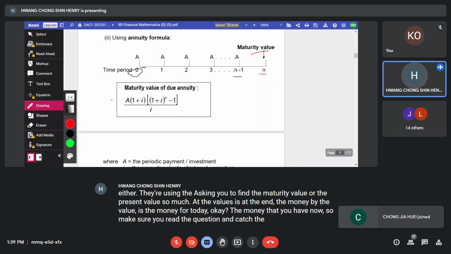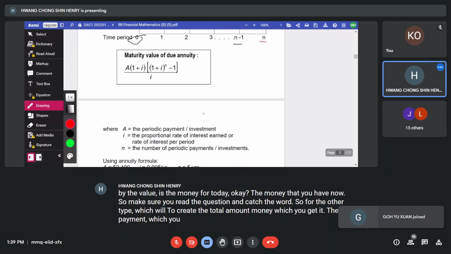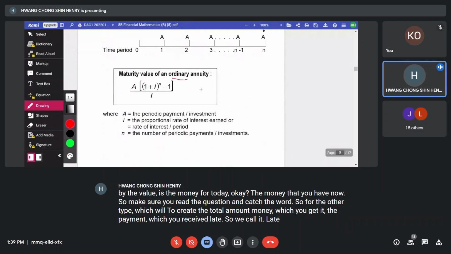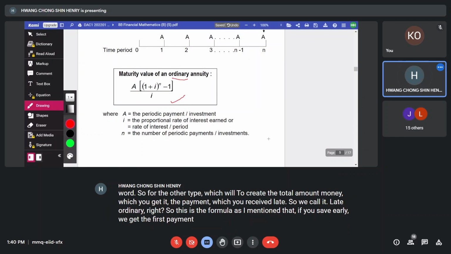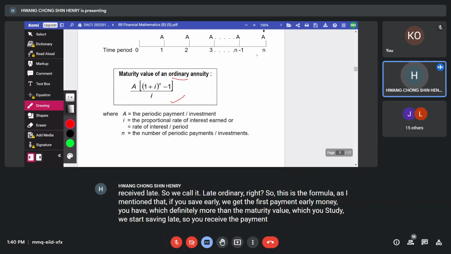So for the other type, the maturity value, or we call it the total amount of money which you get, the payment which you receive late. We call it the late ordinary annuity, right? So this is the formula. As I mentioned, if you save early, you get the first payment early. The money you have is definitely more than the maturity value when you start saving late, so you receive the payment late also. So you end up at the end here.